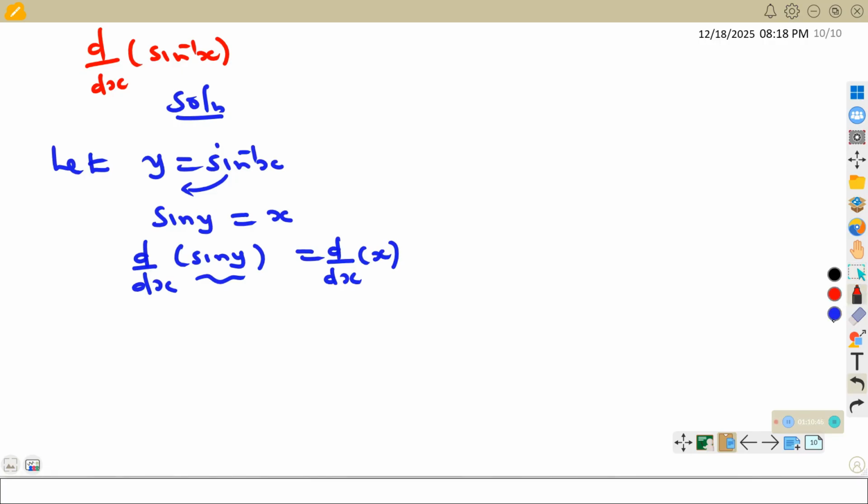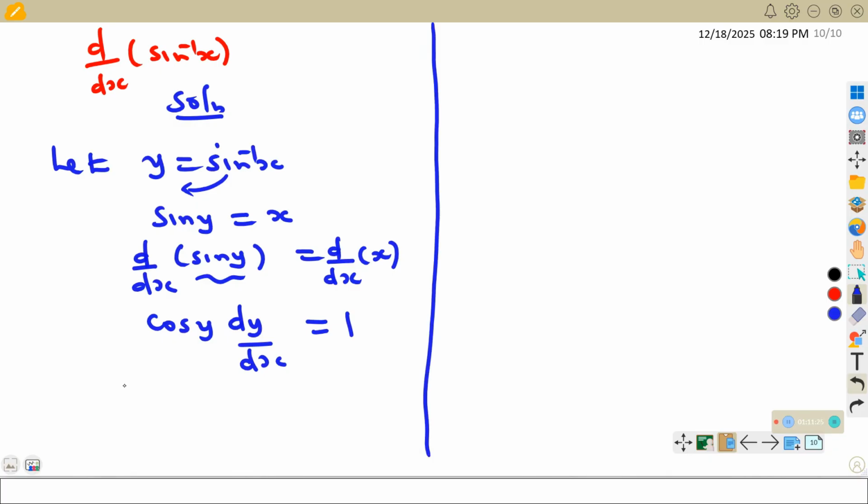What do you get when you differentiate sine of y? You will get cos of y dy dx. So you differentiate this with respect to y, but you must multiply with dy dx. This should be equal to differentiating this with respect to x, and you will get 1. I hope that one is very clear for all of us.